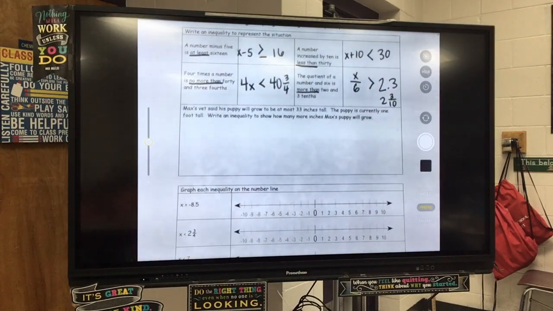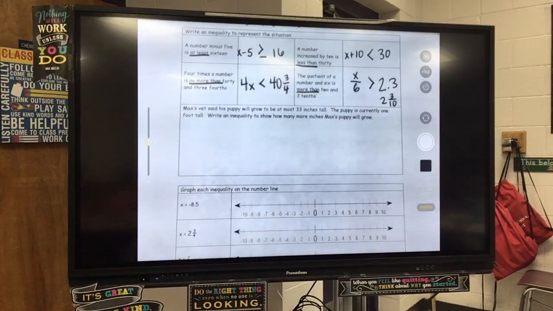All right, so what do we think about those? Wasn't terrible, a little bit scary at first, but if you break them down piece by piece, it's a lot easier than looking at it as a whole. Because looking at the question of a number and 6 is more than 2 3/10, that's a whole lot more to look at than to break it down piece by piece. So just a strategy you guys can use.